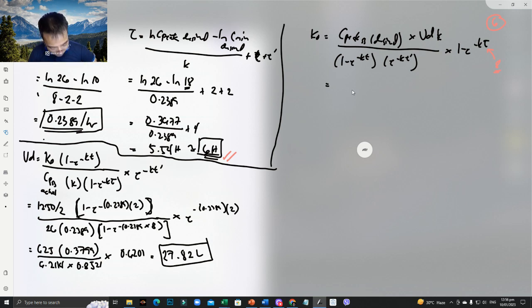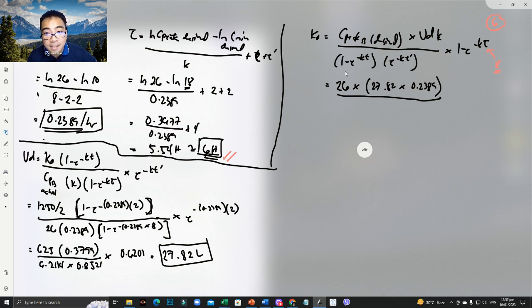So, anyway, yun lang naman. Right? So, let's proceed. So, aking desired C peak is 26 pa rin naman, times VD, which is 27.82, times ang K natin, which is 0.2389, over.